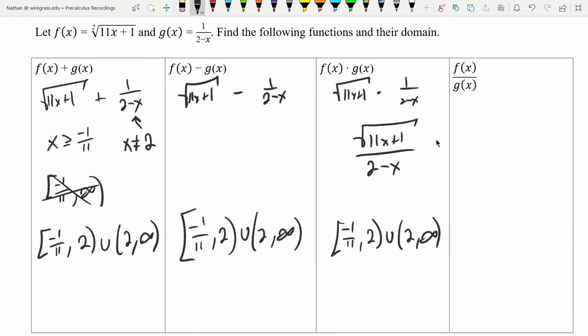Okay, for division, we're going to get the square root of 11x plus 1 over 1 over 2 minus x. Now this one, we can actually flip this. We still have to think that, well, x cannot equal 2 because this has a denominator that could be 0 here if we did that. But we can multiply by the reciprocal.